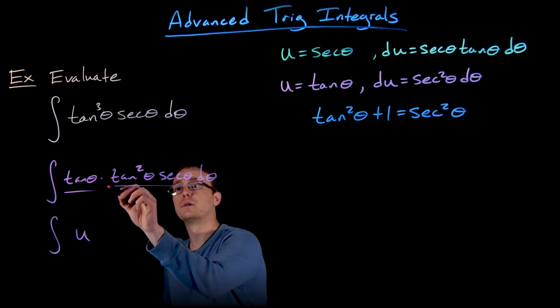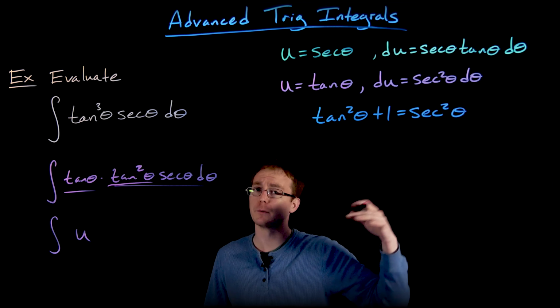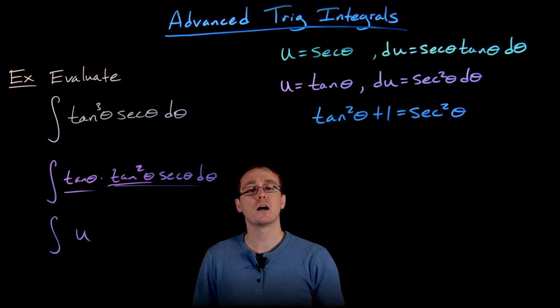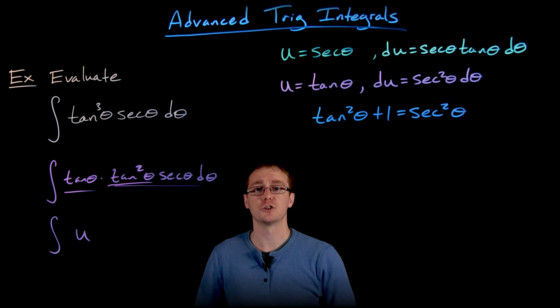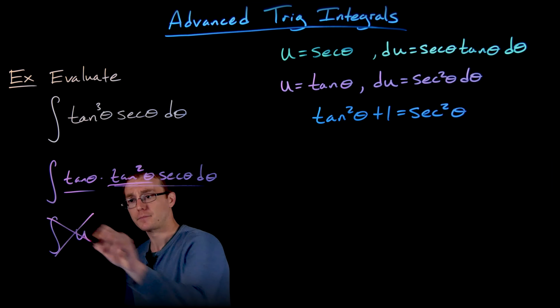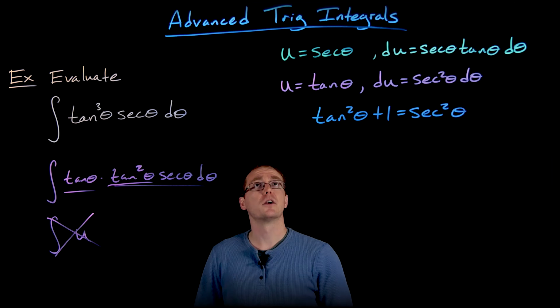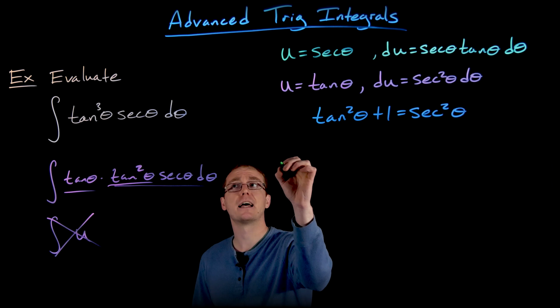Sure, we could rewrite tangent squared of theta as secant squared minus 1, and we would then have a secant squared showing up in our integral. However, it would not be a common factor between all the pieces inside of our integral, so we wouldn't be able to actually factor it out to make the rest of our u substitution work. So this approach with u equals tangent of theta will not work for this example. Well, then there's only one other approach to try, and that's making a secant substitution instead.